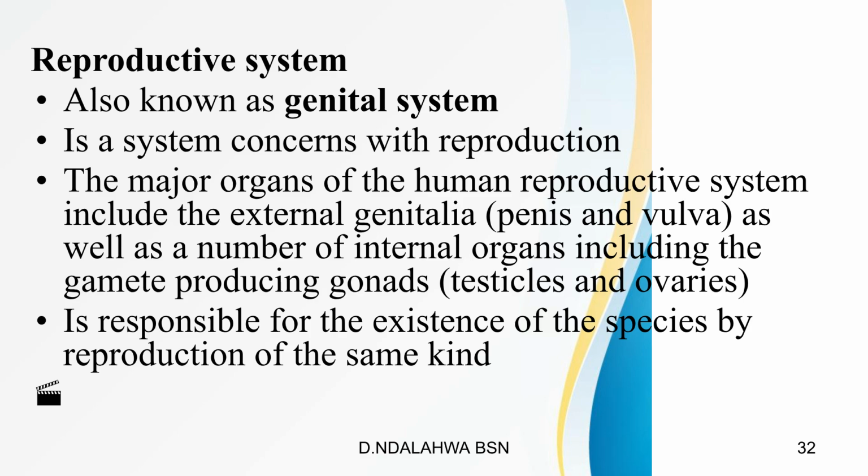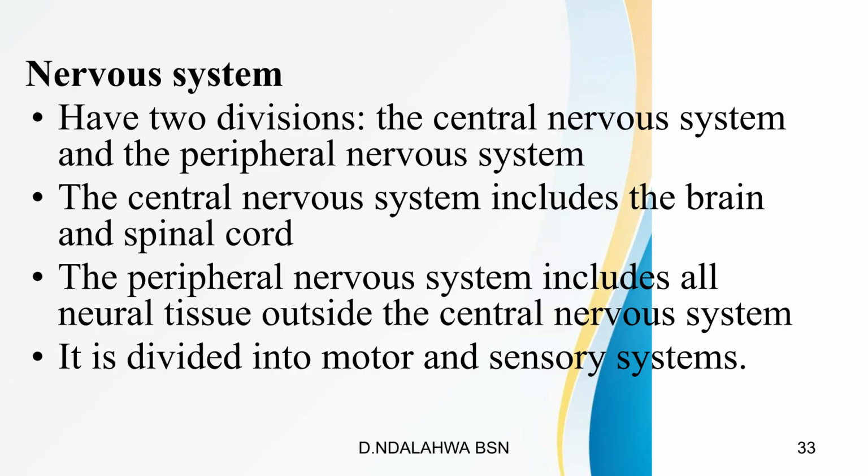The reproductive system or genital system is concerned with reproduction. It is responsible for the existence of the species and includes external and internal organs like the gonads. The nervous system has two divisions: the central nervous system, including the brain and spinal cord, and the peripheral nervous system, which includes all neural tissue outside the central nervous system. It is further divided into motor and sensory systems.